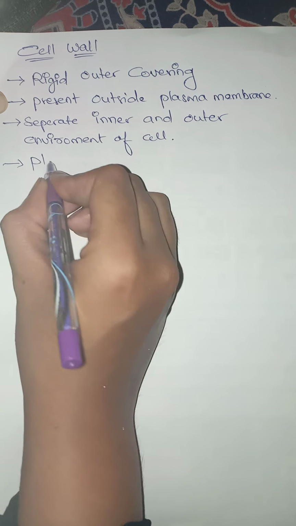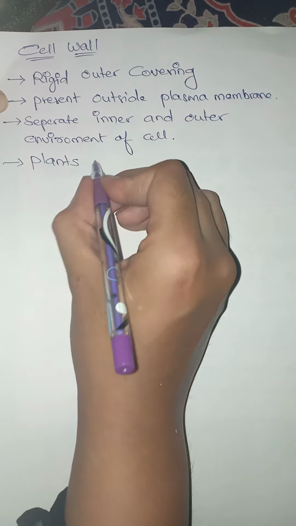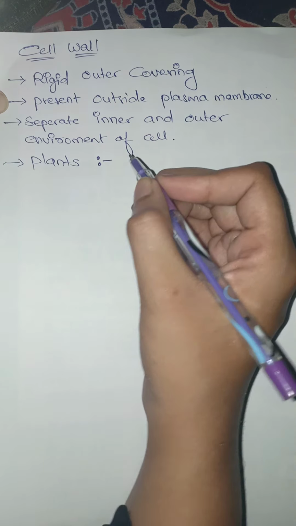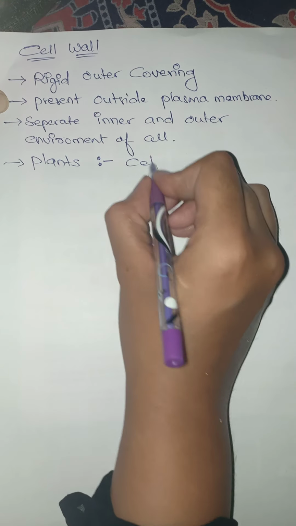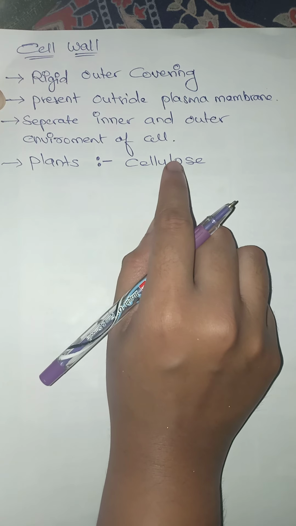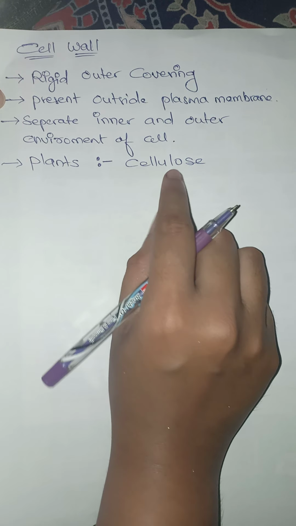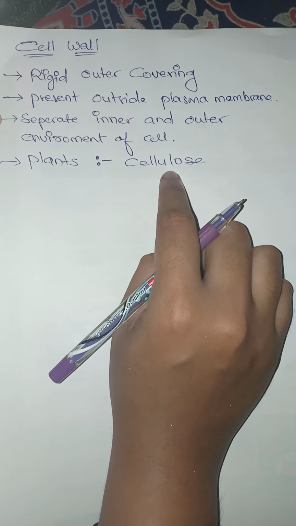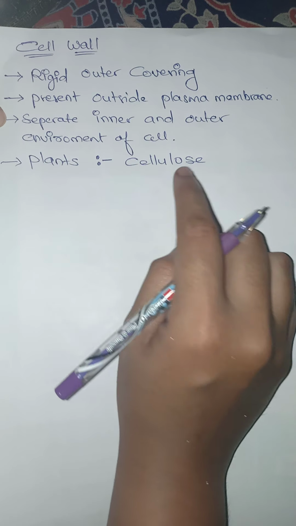And when we talk about the cell wall of plants, the cell wall of a plant is made up of a substance called cellulose. Please remember this, children. It is asked again and again. The cell wall of a plant is made up of cellulose.